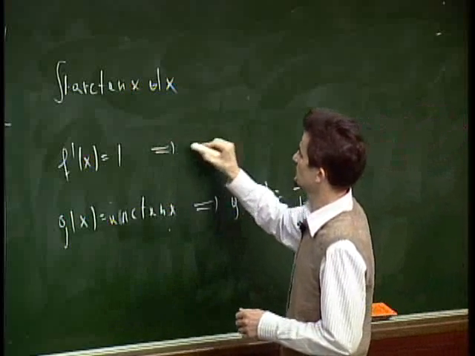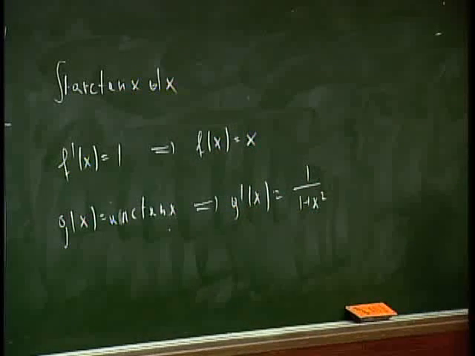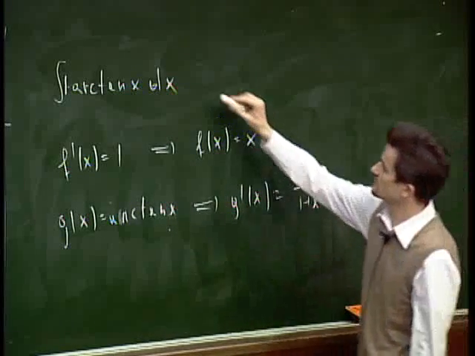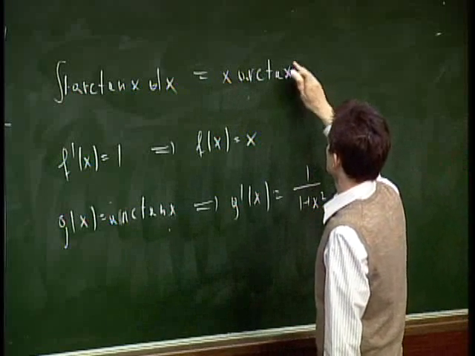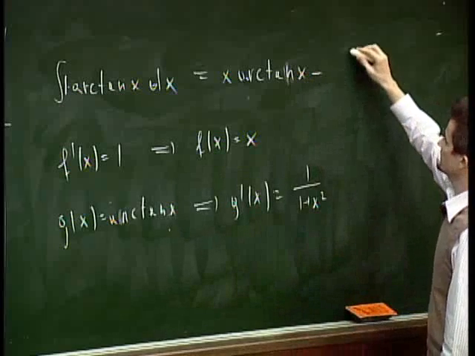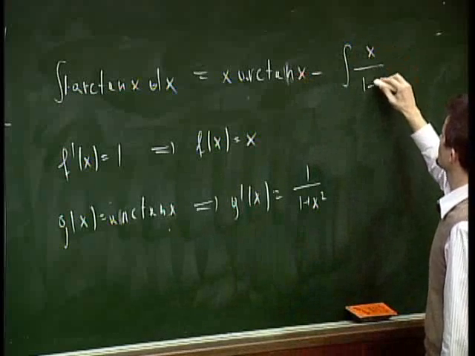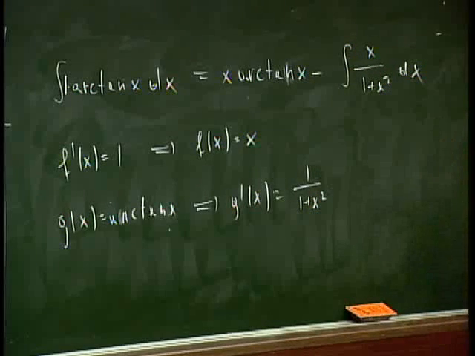Okay, and here the integral is equal to x times the arctangent of x minus the integral of x over 1 plus x squared dx. And this integral looks much better than the original one.